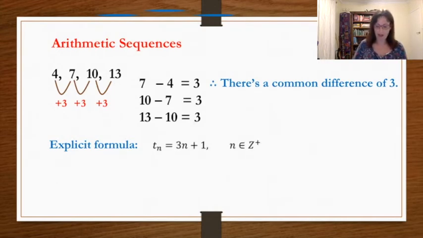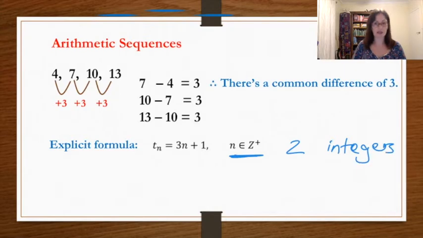And this, what we've got here, the n belongs to the Z positive. So what that stands for is the set of integers. So Z in mathematical terms refers to integers. The positive sign refers to the positive integers. So we're talking about terms here, the first term, the second term, the third term. We can't have the negative terms and we can't have fractional terms.